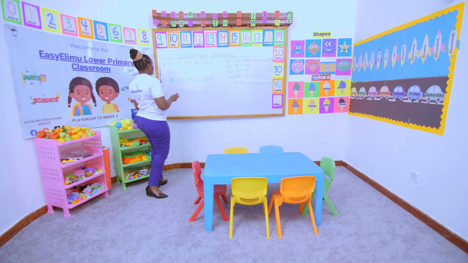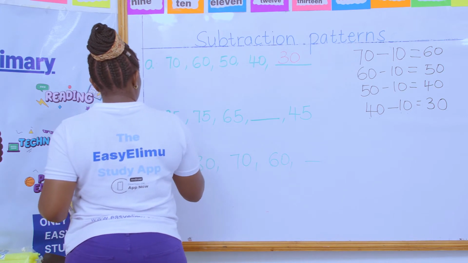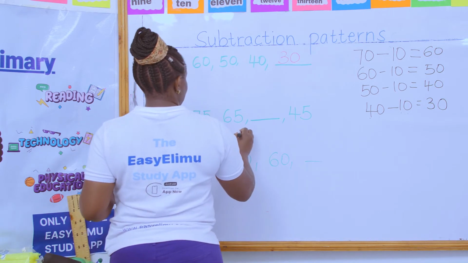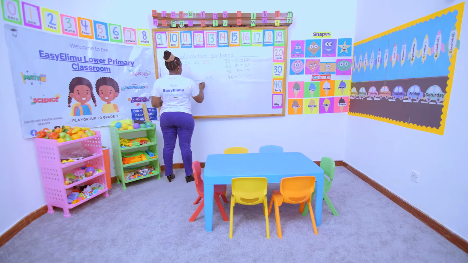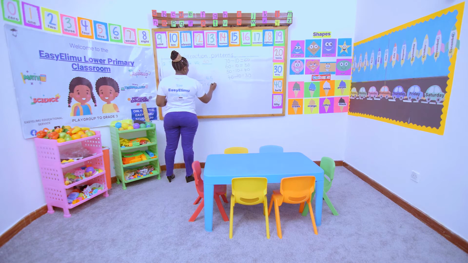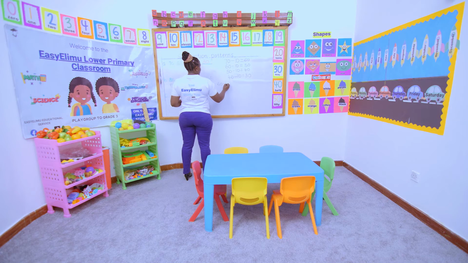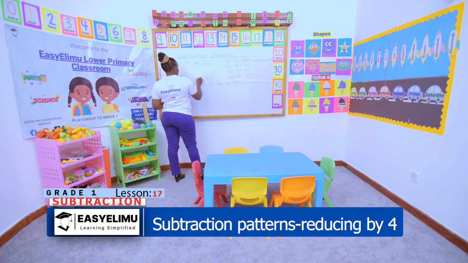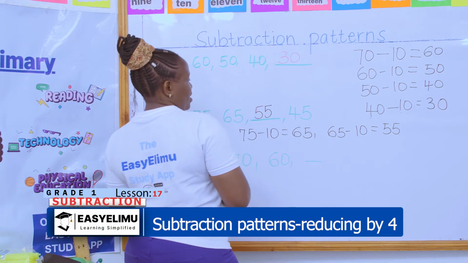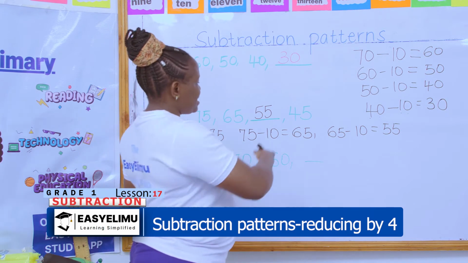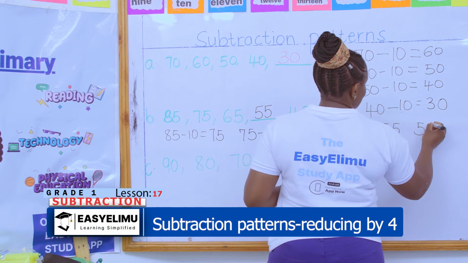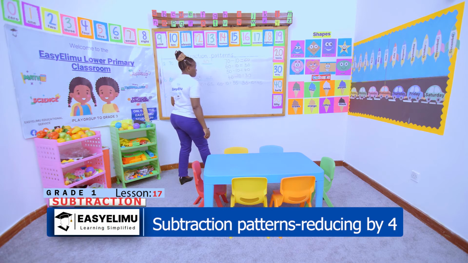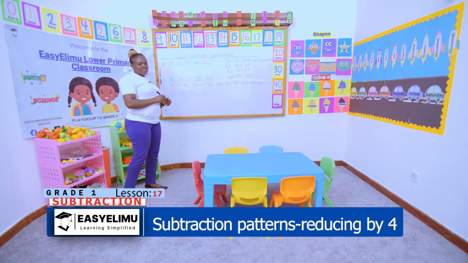Yes, Oscar? We do 85, take away 10 to give us 75. Then 75, take away 10 to give us 65. Then 65, take away 10 to give us 55. So the missing number is 55. Very good, but Oscar, have you finished? But the other one, the number is there, teacher. Just do it. 55, take away 10 should give you 45. Nice.